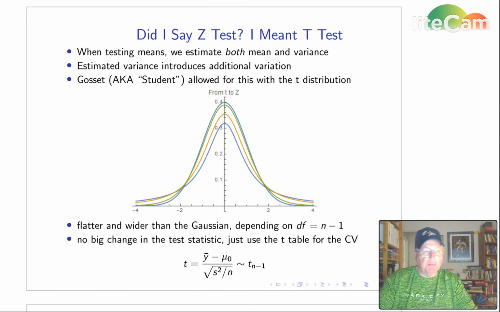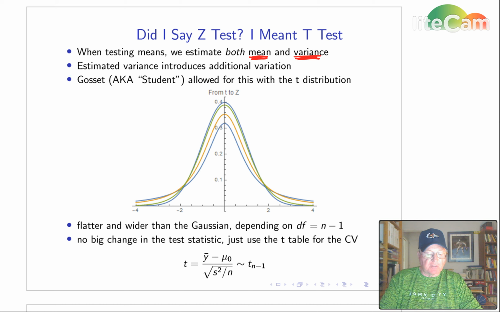When we're testing means, we really are estimating two things, both the mean and the variance. So the variance is not a constant that we know. Estimating the variance introduces additional variation, which complicates the situation. Fortunately, William Gossett allowed for this by inventing the t-distribution, which takes that additional variation into account.